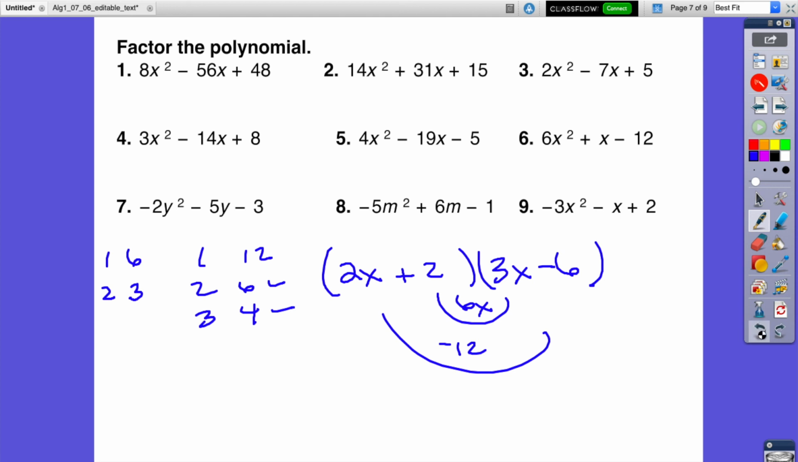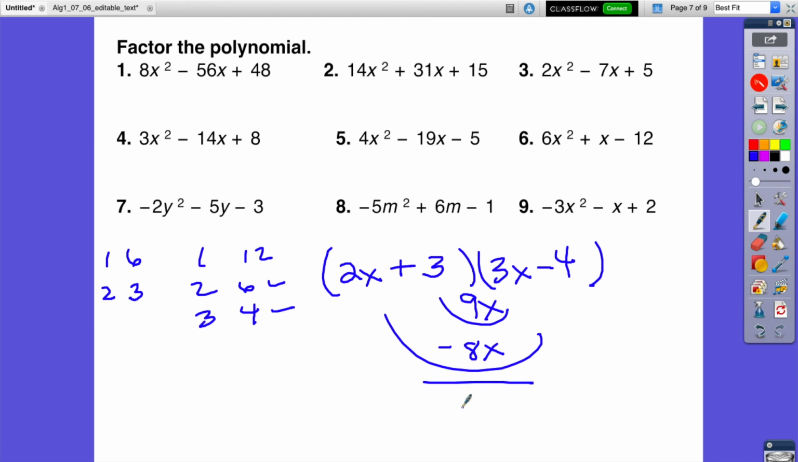Okay, let me try it again. So instead of 2 and 6, let's try 3 and 4. Oh, 1 has to be negative. So we'll make that positive and this one negative. So you're really just guessing and checking here. So this would be 9x. This would be negative 8x. Oh, look at that. When I add that together, it gets to be positive 1x.